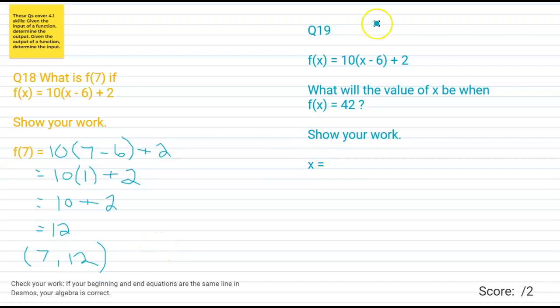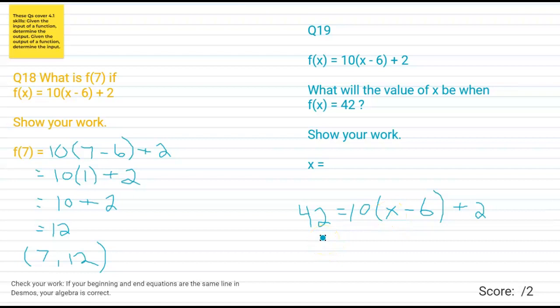As I mentioned before, for number 19, we're told what f of x equals. We're told that f of x equals 42. So in place of f of x, write 42, and then the rest of our equation here. And then what we're going to do is solve until we have x by itself on one side. So we're going to simplify and follow the rules of algebra until we have x by itself on one side.